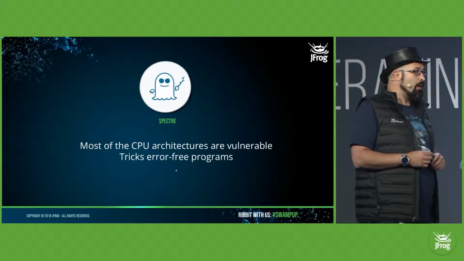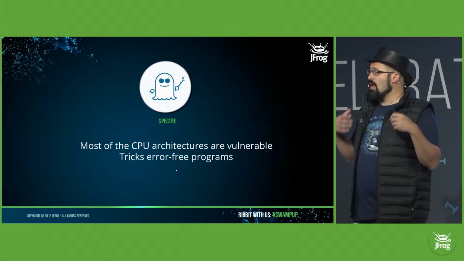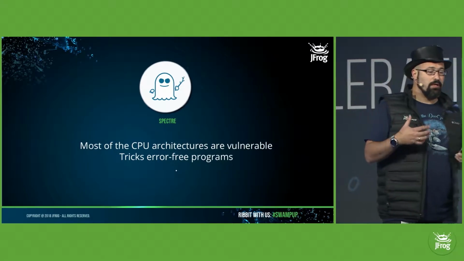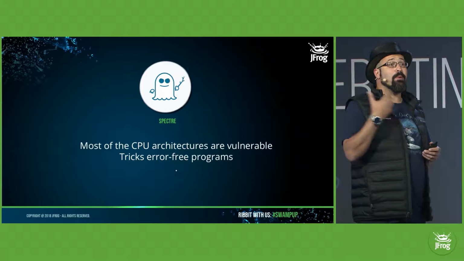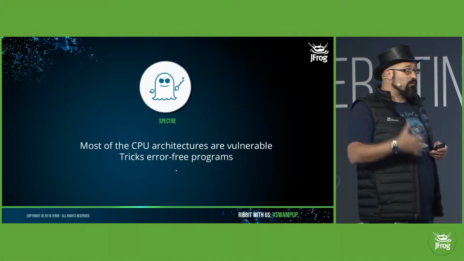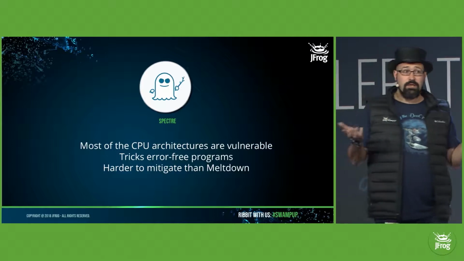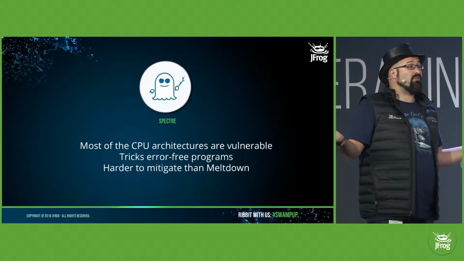Now, Spectre is different. As I mentioned, most of the CPU architectures are vulnerable. It tricks error-free programs. Now, this is scary. I mean, there is no way you can write software and know how to protect this software against Spectre, because Spectre is a pattern of vulnerabilities and new ways to exploit it are discovered after your software is already written. Harder to mitigate than Meltdown. And this is a nice way to say we cannot prevent it.